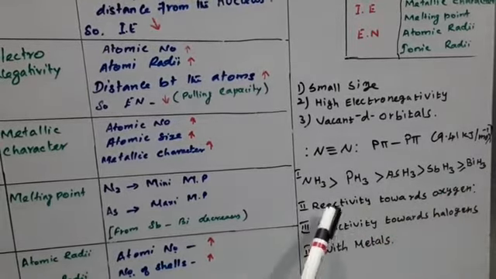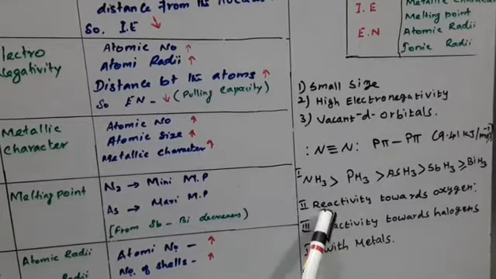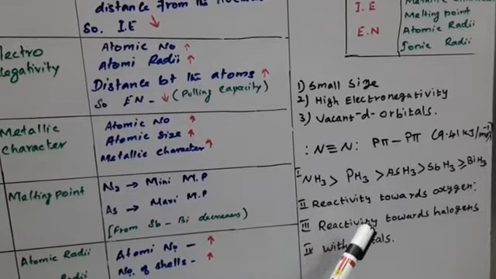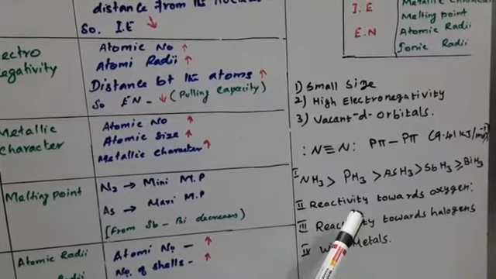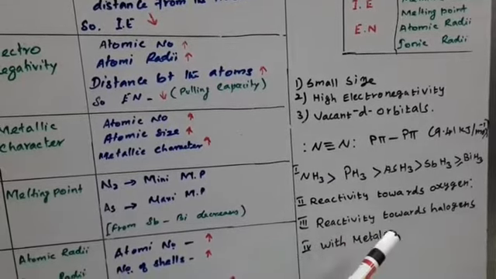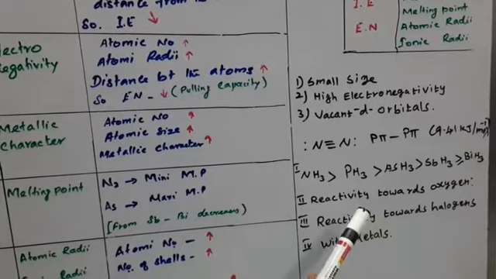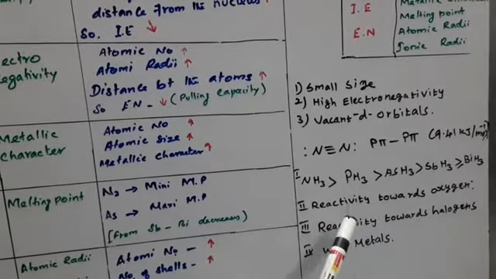Okay, right. And also reactivity towards oxygen. The group 15 elements react with oxygen to form trioxides and pentoxides. The higher the oxidation state, the more acidic the property. This is a one mark question, okay, right. So I will also give you the order for the question format.